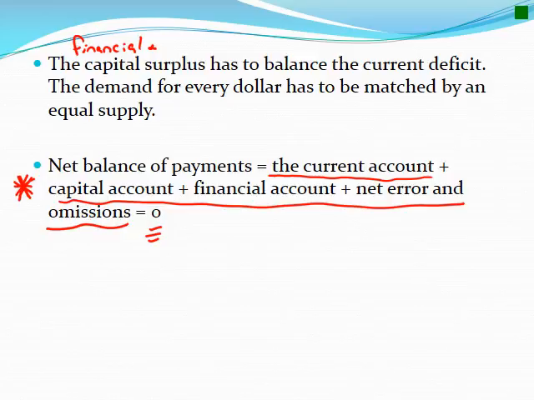So this next equation is very, very key in all of the balance of payments material. The net balance of payments equals the current account plus the capital account plus the financial account plus net errors and omissions, and it must equal 0. Now the reason it equals 0 is, let's say if we have a surplus on the current account, that would be money in, we know we would have a deficit on the financial and capital account, which would be money out. One would be positive, one would be negative, balancing out to zero, or vice versa if we had a deficit and a surplus.